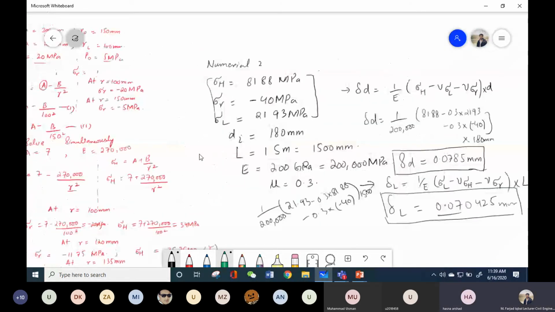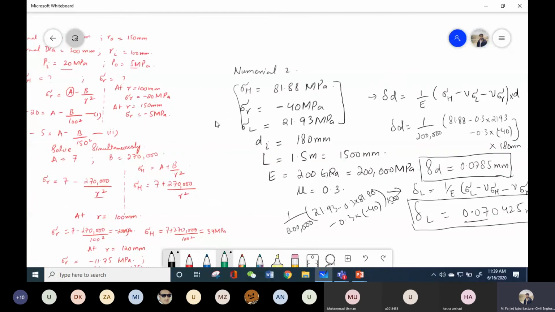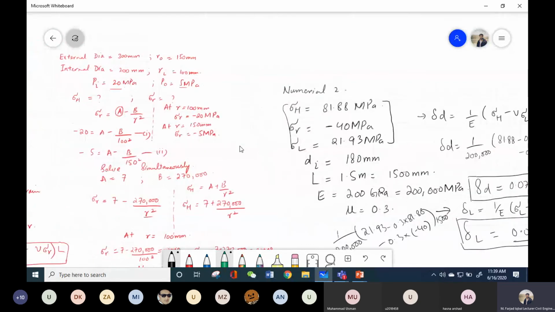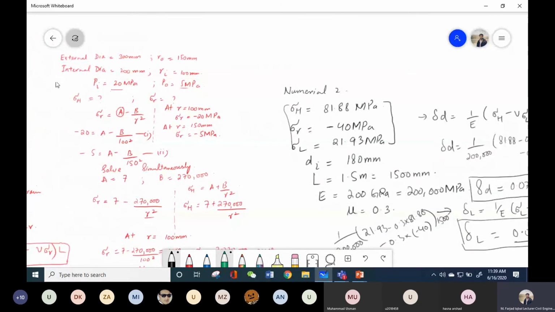Obviously, it depends. You can't be given directly these values of hoop stresses and radial stresses. Let's suppose the question may be something like this one. In this question, you can calculate the stresses at any radius. So maybe it can be asked in this question to calculate the change in diameter at this point, right?